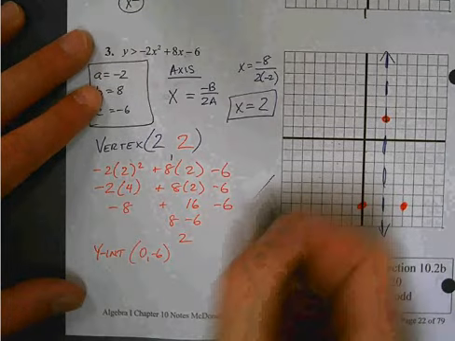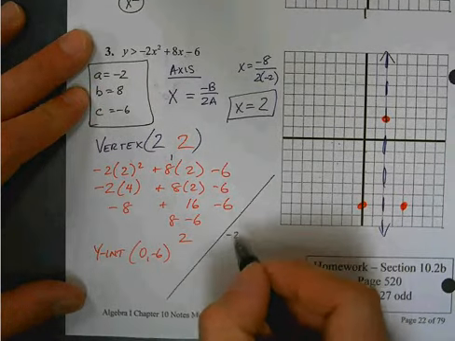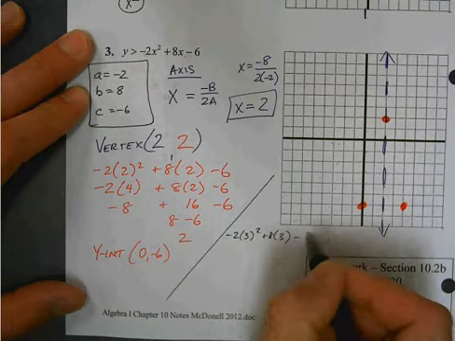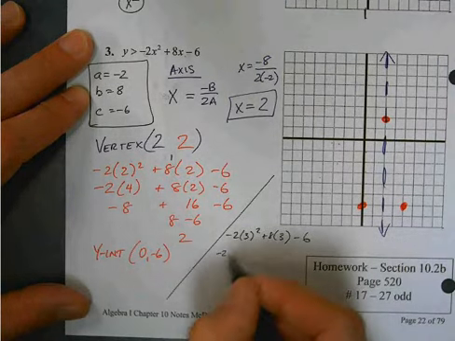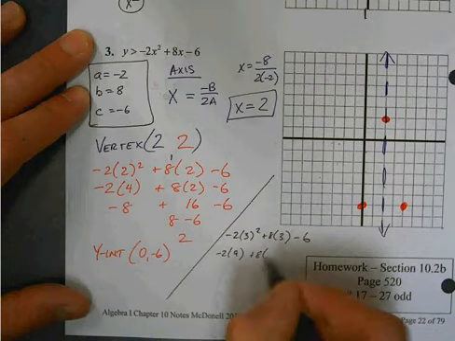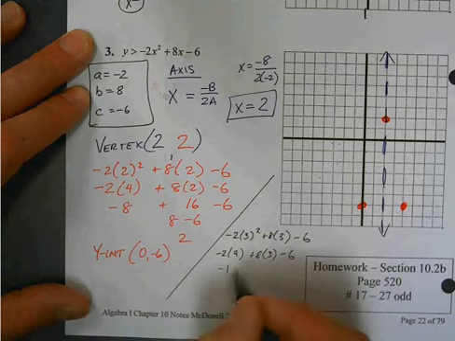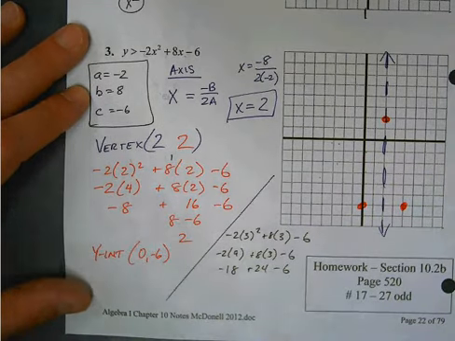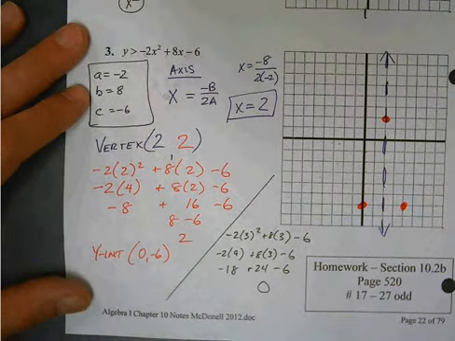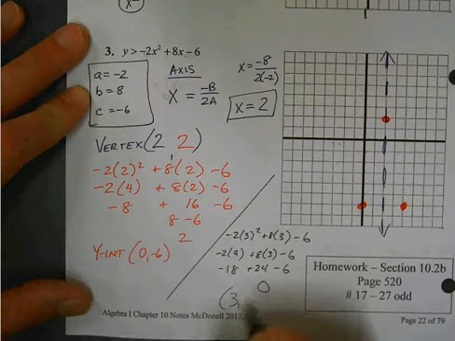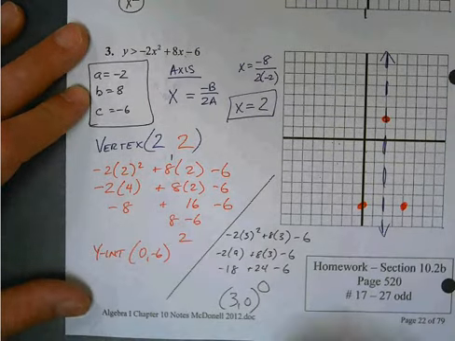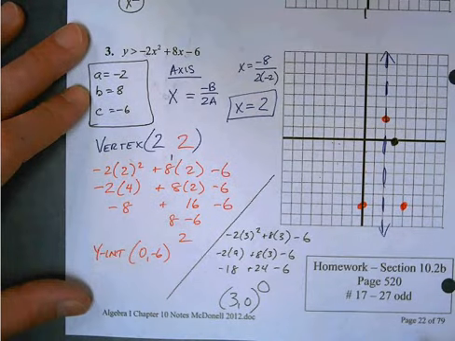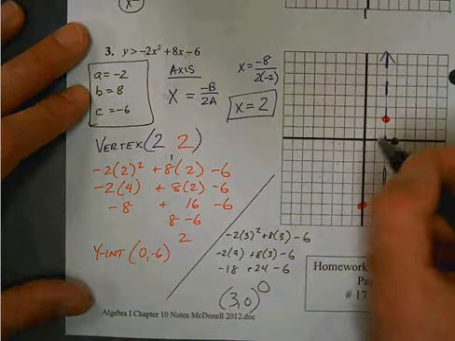All right. So negative 2 times 3 squared plus 8 times 3 minus 6. Negative 2 times 9, 8 times 3, minus 6. Negative 18 plus 24 minus 6. Well, that's 0. So I have the point 3, comma 0. That wasn't that hard. Can I reflect that one? Sure can.